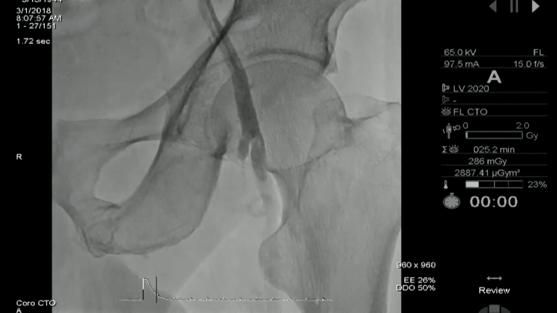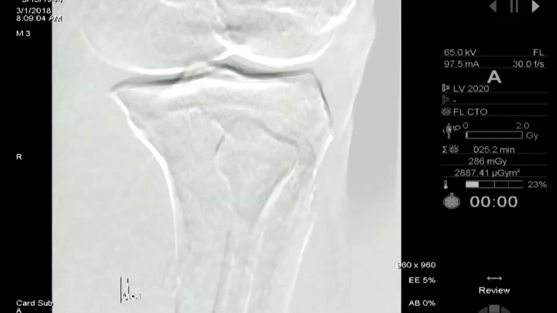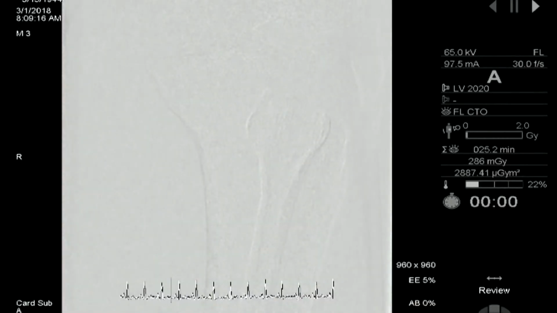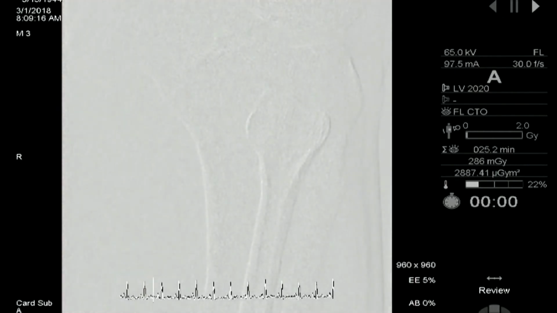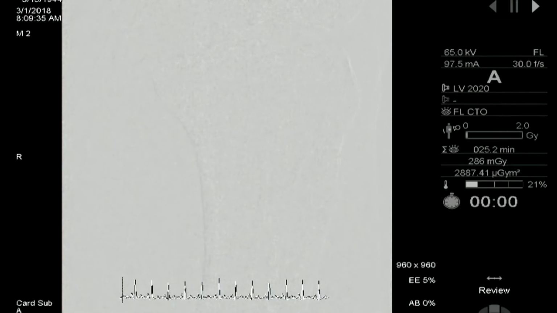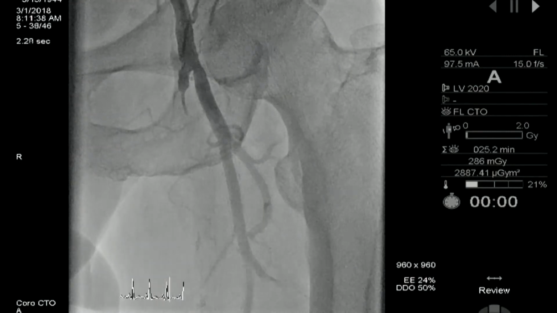And next. And what we see is that there is a good popliteal bifurcation into tibioperoneal trunk and the anterior tibial artery, but the flow is very, very slow because it's a collateral flow from the profunda. Next.